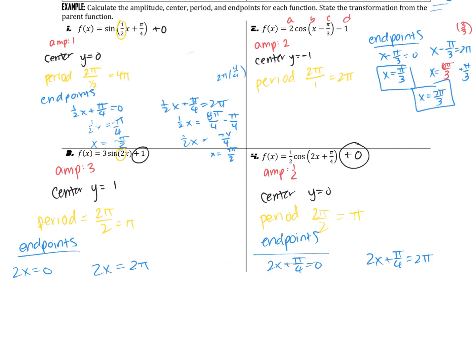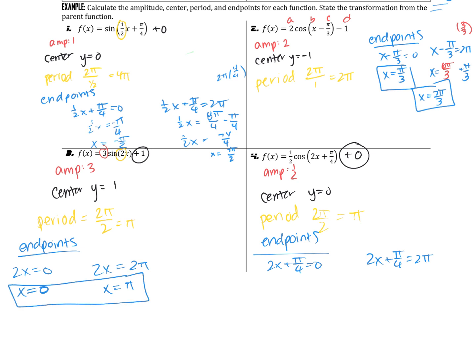All right, so amplitude on number 3 is the absolute value of the a value in front, which is going to be 3. Center is y equals 1. That's our vertical translation. The period is going to be 2 pi divided by 2, which is just pi. And the endpoints, when 2x is 0 is going to give me x equals 0 as one endpoint. 2x equals 2 pi is going to give me x equals pi as my other endpoint.